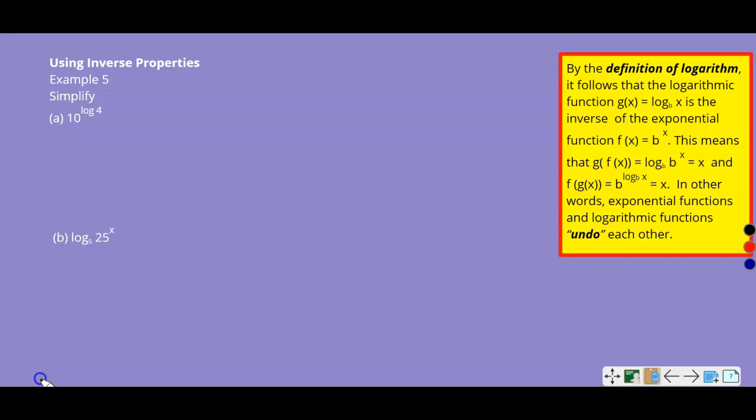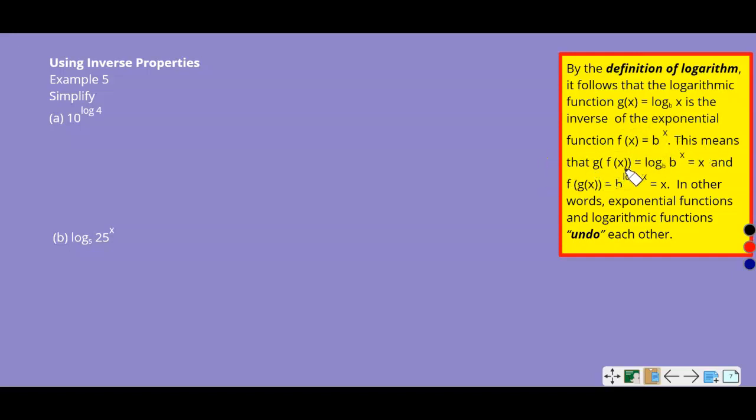Logarithms and logarithmic functions, part 2. Example 5, using inverse properties. All right, so by definition of logarithm, it follows that our logarithmic function g of x equals log base b of x is the inverse of the exponential function f of x equals b to the x power.